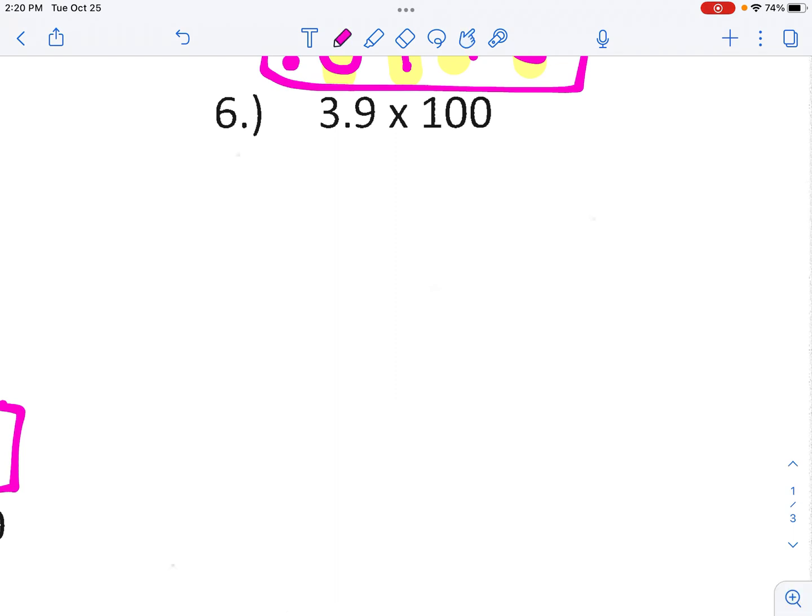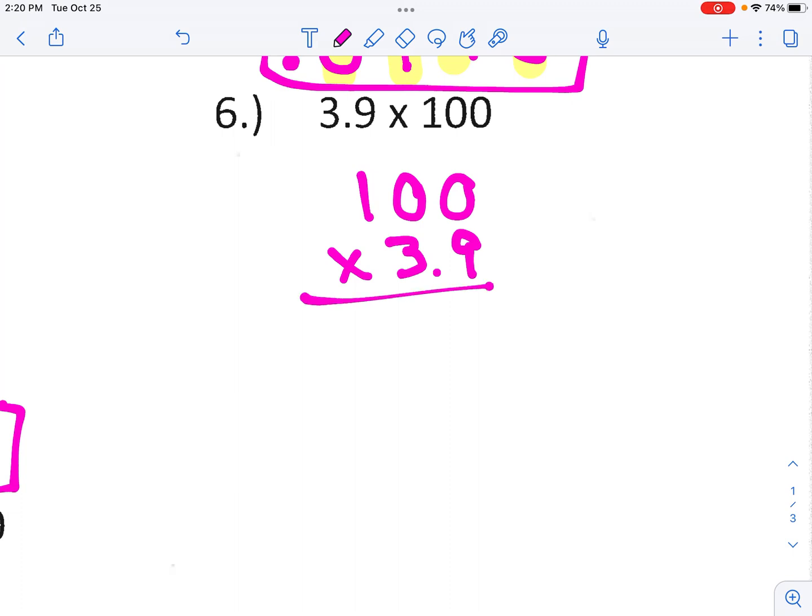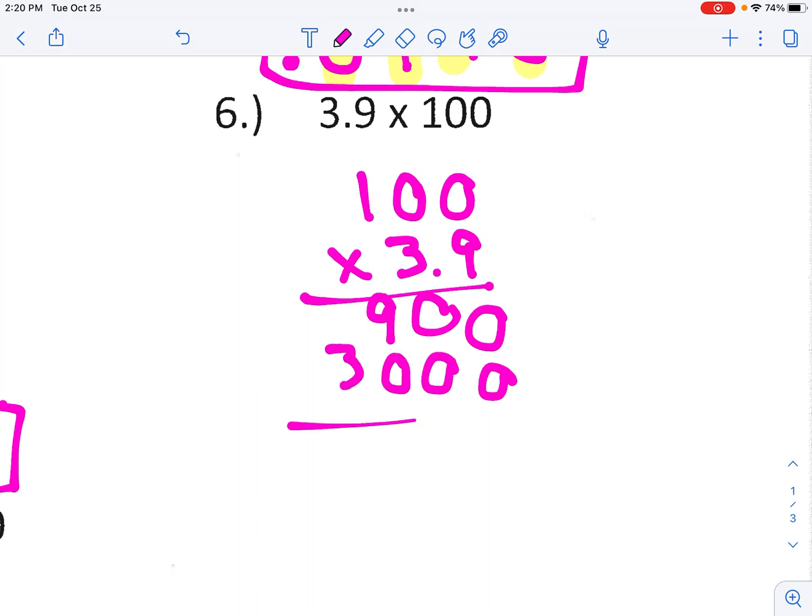Always put the decimal with more digits on the top. Nine times 0, 9 times 0, 9 times 1. 3 times 0, 3 times 0, 3 times 1. Count the digits behind the decimal in the problem. There was 1. So that answer will be 390.